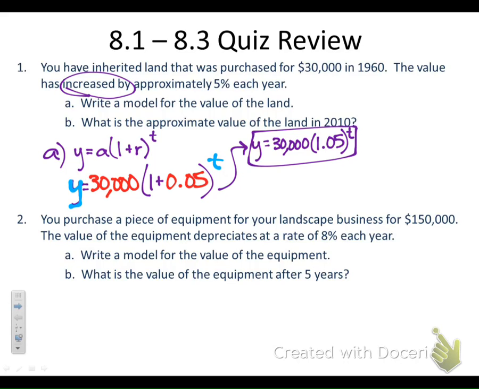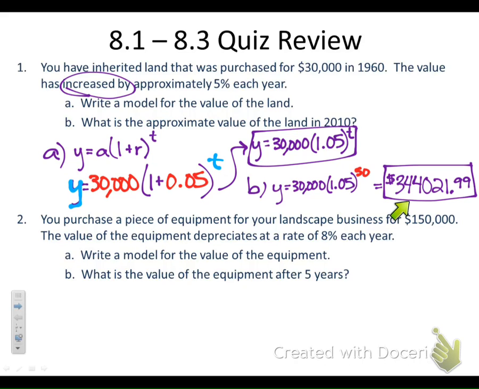If you get a question tomorrow on your quiz and it says write a model, I'm looking for an equation with variables in it. So in B, if I'm trying to approximate the value of the land, I'm going to use the model by taking 2010 minus the beginning year that we're starting off with. So 2010 minus 1960, I think we're looking at 50 years that we're going to plug in. This is our total. What is that? $344,021.99.